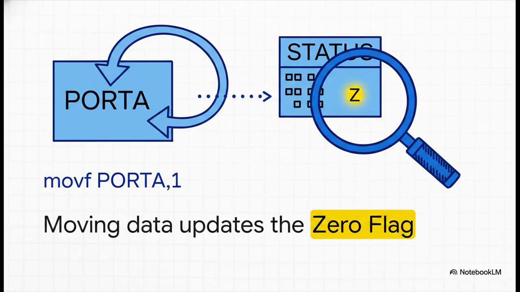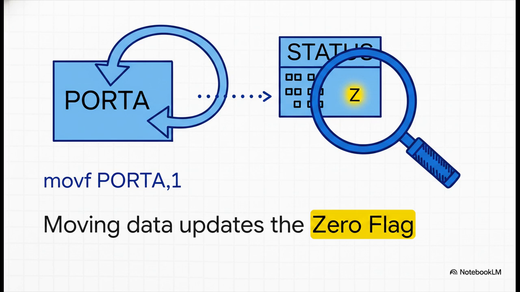So the really crucial part here is how we actually perform that read operation. Look closely at this command, MOVF PORTA, 1. This is such a fascinating assembly trick. We're telling the chip to read the contents of port A and move it right back into port A. Setting the destination to 1 means the file register itself.